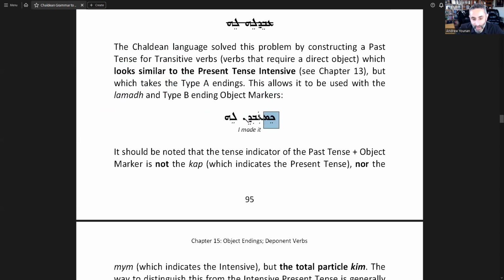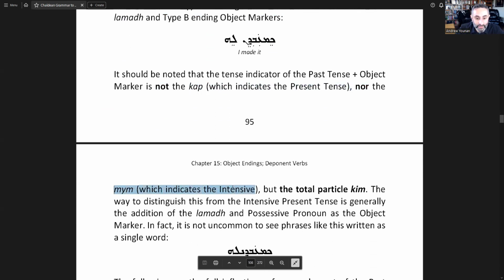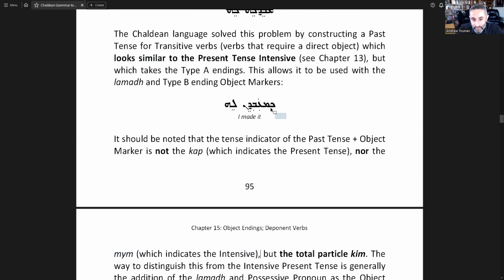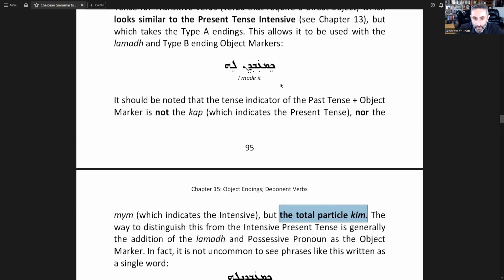That's actually not what's happening here. It should be noted that the tense indicator of the past tense plus object marker is not the cup nor the meme. The cup itself indicates the present tense. The meme indicates the intensive. Do not see this as a cup and meme. See this as the total particle kim. So this is not a present tense intensive in this case. This is a particle kim. See this as a unit.